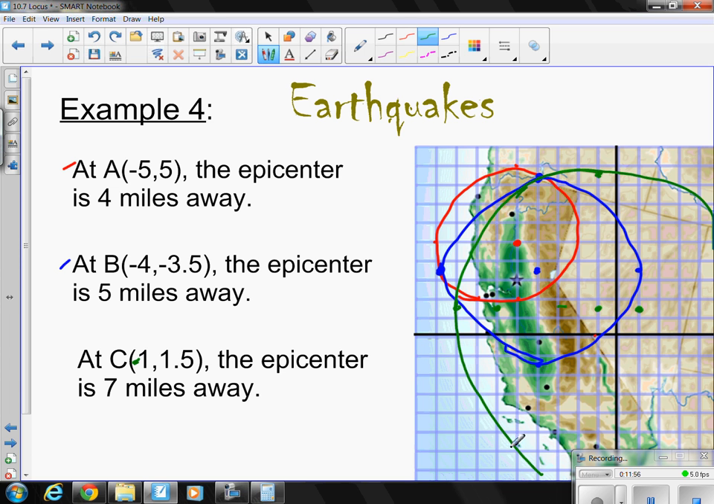But notice this is the one place that satisfies all 3 conditions. Okay, so this is where the earthquake happened. It's 7 miles from this center. We call this a -1. It's 4 miles away from the red center, and it's 5 miles away from the blue center. That's the one place that satisfies all 3 conditions.